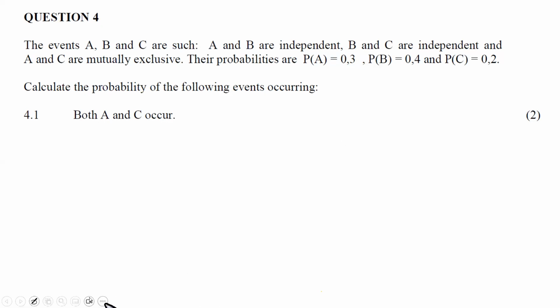Let's analyze this together. What is the probability that both A and B occur? We are looking at this question together. Right, both A and C. Remember, A and B are independent, B and C are independent, A and C are mutually exclusive. So we need to calculate the probability of A and C. The probability of A and C is equal to zero.